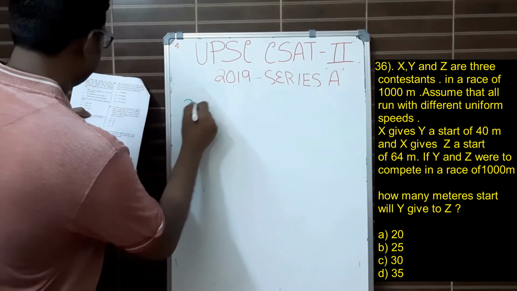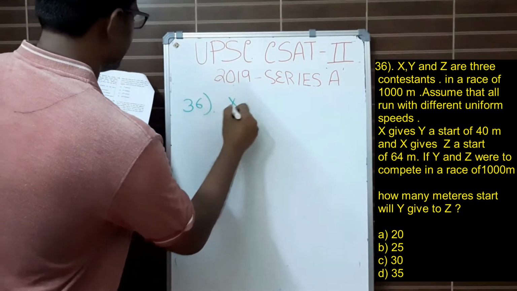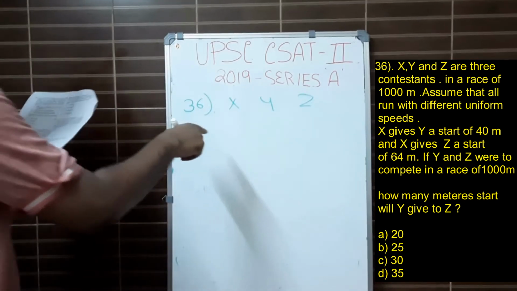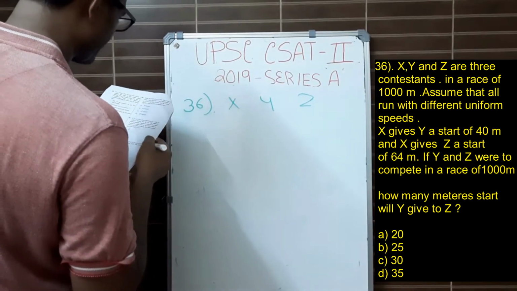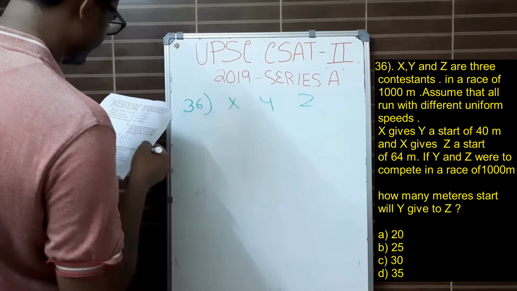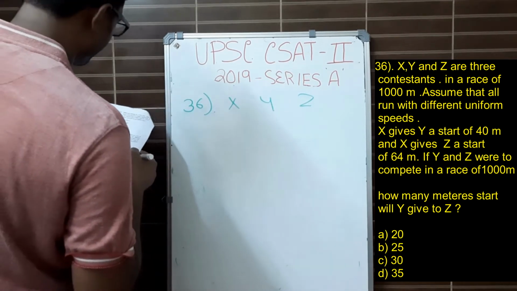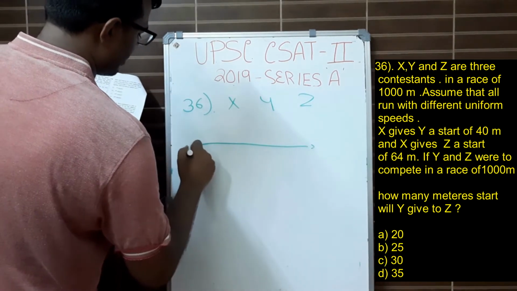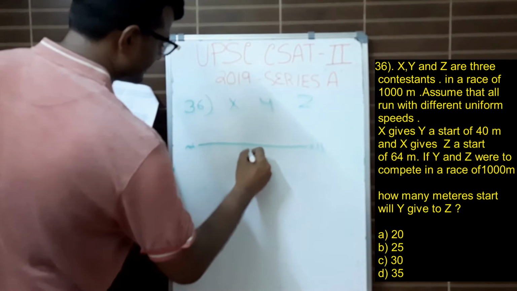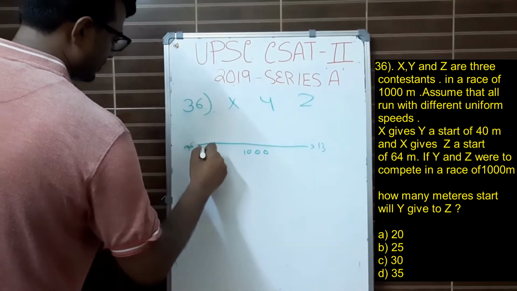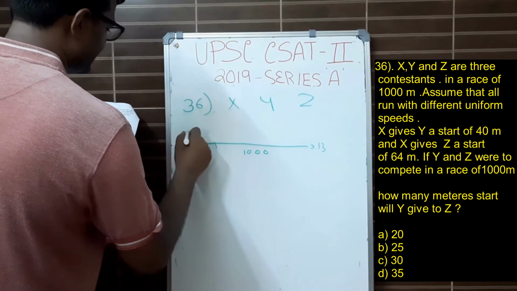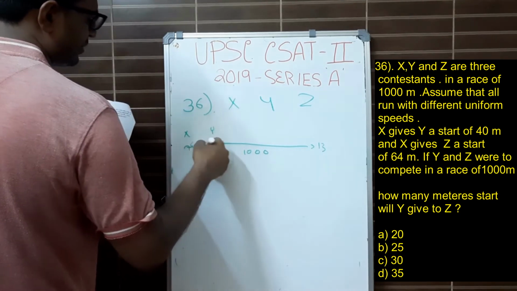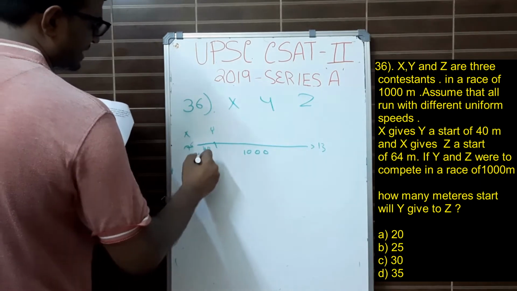In the 36th question, X, Y and Z, there are 3 runners. It's a race of 1000 meters, but all of them run with uniform speed. X gives Y a start of 40 meters. What this statement means is that the race is of 1000 meters, point A to point B. So at 40 meters, X will tell Y, you can start from this point. You can already complete 40 meters. After that, I will start running.